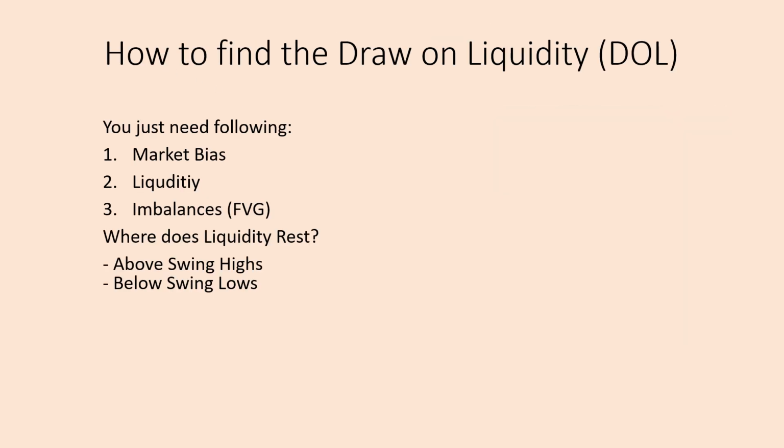We just need three things, okay? First, we need the market bias. That means, is it bullish, is it bearish, or is it accumulating? We need liquidity. We need imbalances, fair value gaps. And where does liquidity rest? Okay, liquidity is always below swing lows and above swing highs. So let's dive into an example.